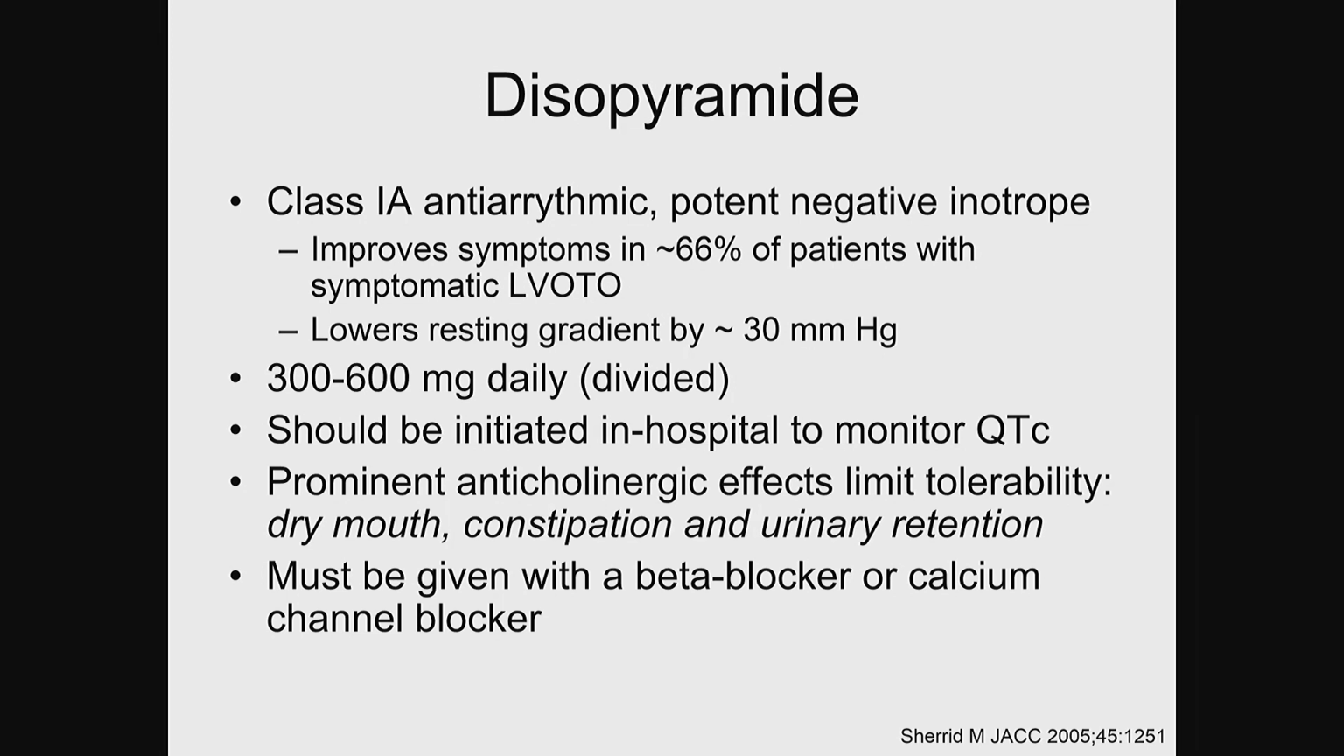Prominent symptoms include anticholinergic side effects, which can limit its tolerability. This includes dry mouth, constipation, and urinary retention. Because it is a sodium channel blocker and can actually reduce the rate of atrial flutter and atrial fibrillation, and cause rapid conduction through the AV node of these arrhythmias and dangerous ventricular response, disopyramide should be used in conjunction with a beta blocker or calcium channel blocker for their AV nodal blocking properties.